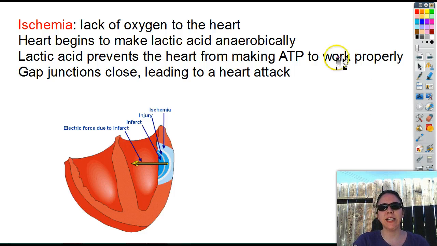All this lactic acid buildup in your heart prevents the heart from making ATP and working properly. And then when that ATP is not working properly, the gap junctions close. And when they get closed, they don't pick up signals from the other cells around them, and so they just stop working. I'm done, no more. And then that leads to usually a heart attack.